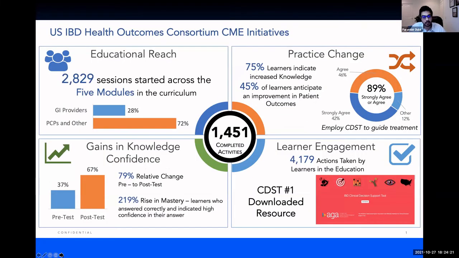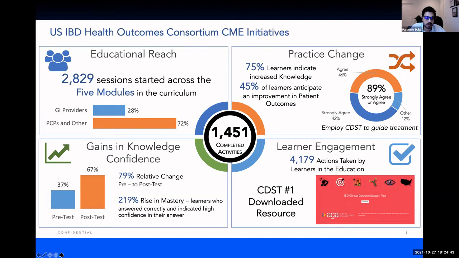We have some user data around this. This launched about a year ago. There have been nearly 3,000 sessions started in the top left here, the educational reach. And surprisingly, a good proportion of these were actually primary care providers or mid-level providers. Practice change, about 75% indicated that they had an increase in knowledge and 45% anticipated an improvement in patient outcomes.